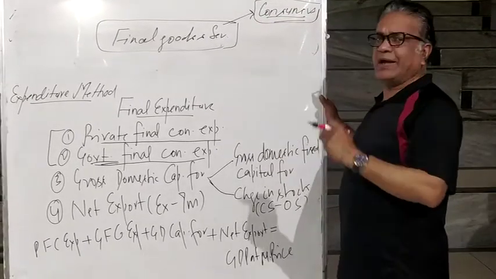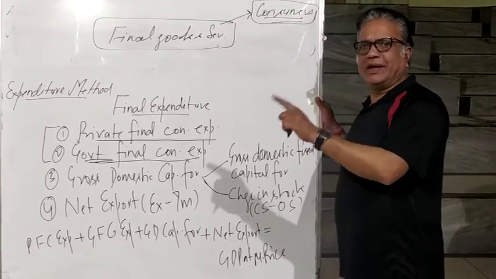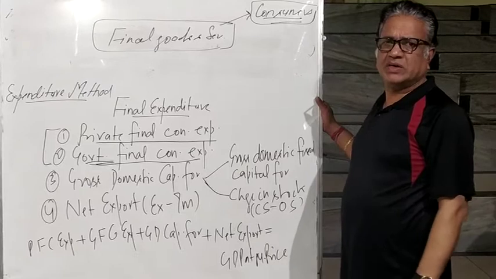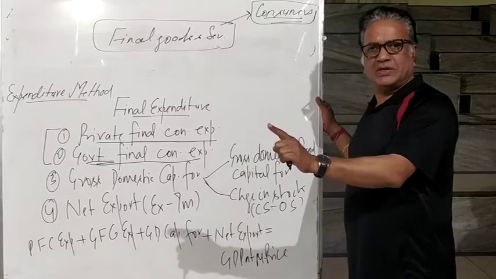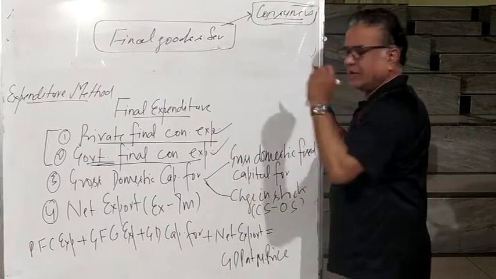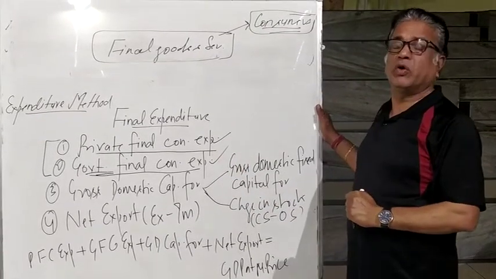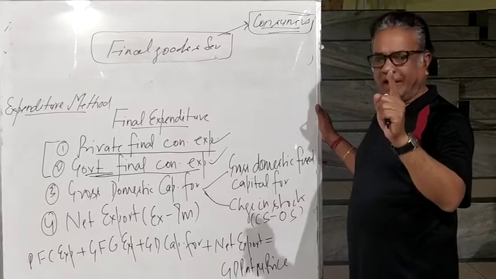Then who else is making expenditure on final goods? If you remember, when we did the classification of goods and services, first we took consumers. So the consumers' expenditure is taken care of here in the two heads. Then the producer also makes expenditure on final goods. What do we call it? Capital goods, right?